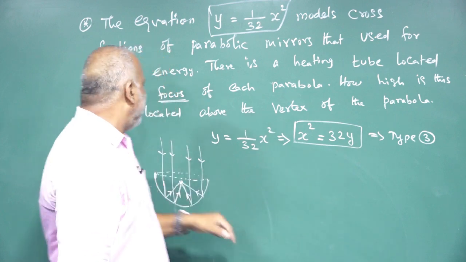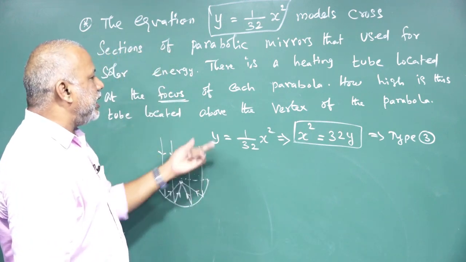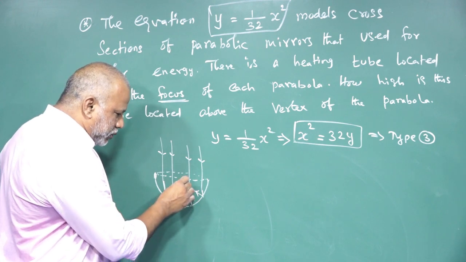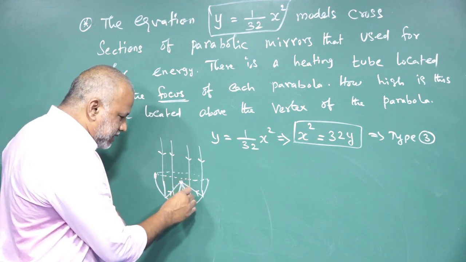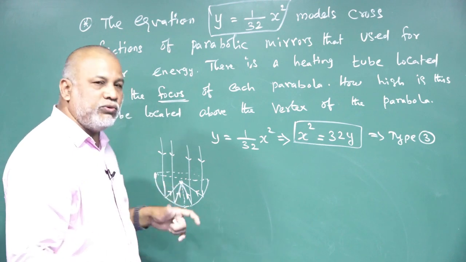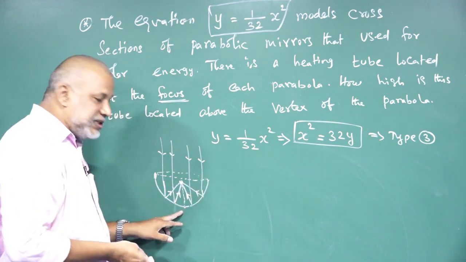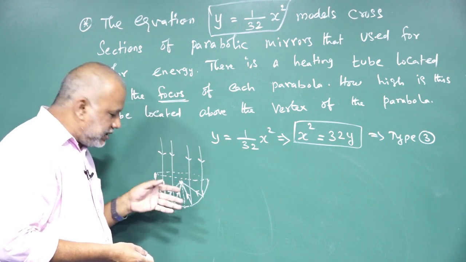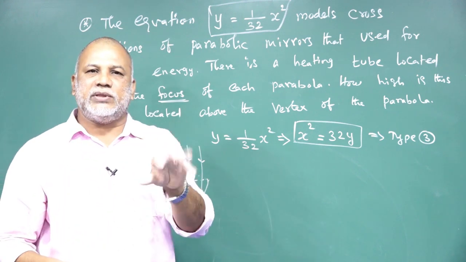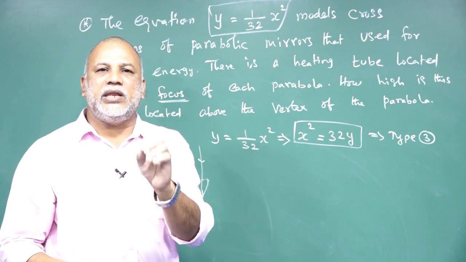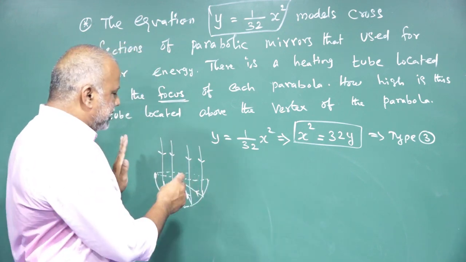How high is the tube located above the vertex? From this vertex, how high? We have to find from this vertex to this point. That means we have to find the focus value a. Vertex V, F is the focus. We have to find that VF value, which theoretically we explained is the value a. We need to find a. That is the question asked.